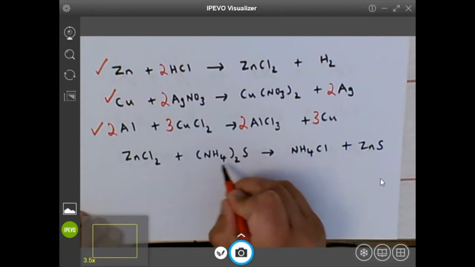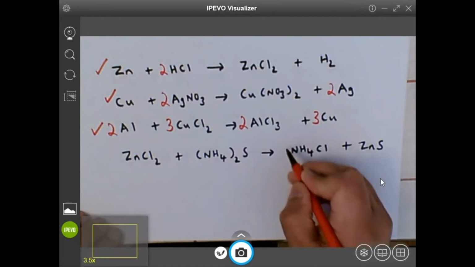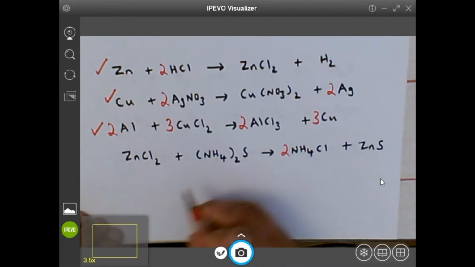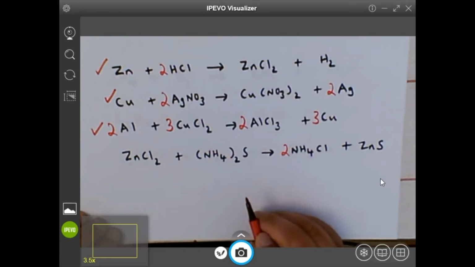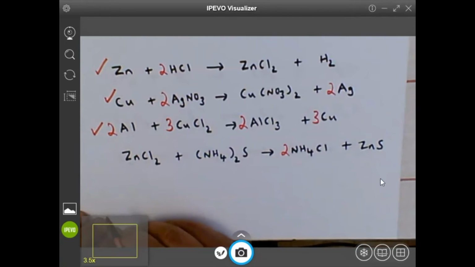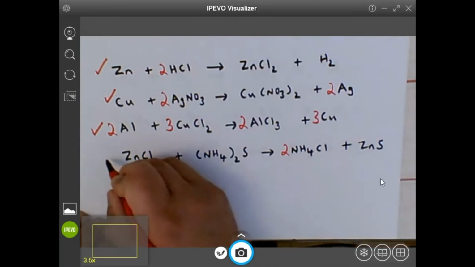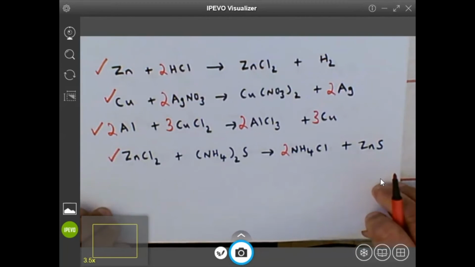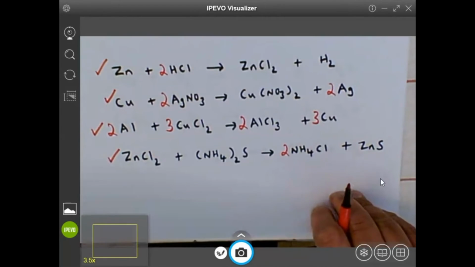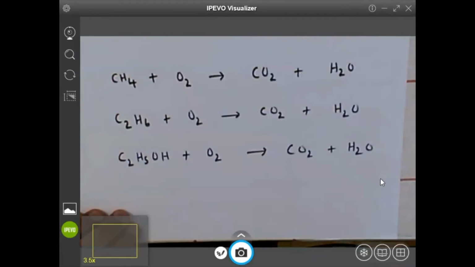Let's look at this one again. I've got 2 lots of NH4. So I need 2 lots here. So let's put a 2 in front of there. Okay, I've got 2 chlorines there, 2 chlorines there, 1 zinc there, 1 zinc there, 1 sulfur there, 1 sulfur there, and that's balanced.